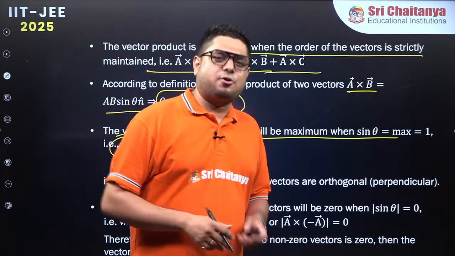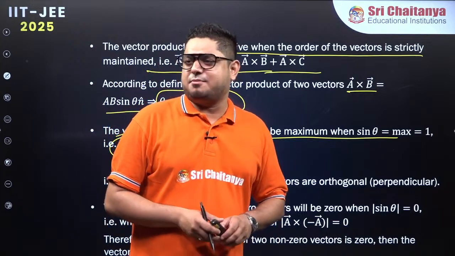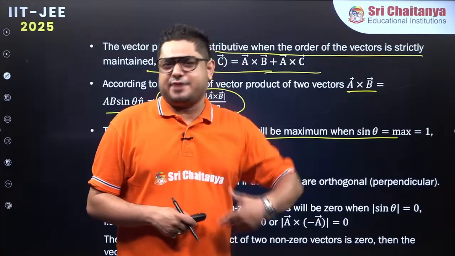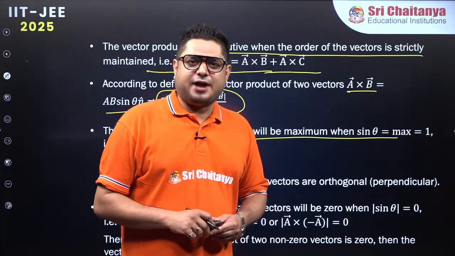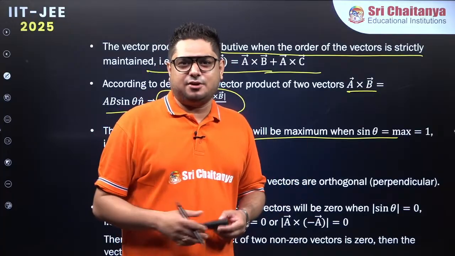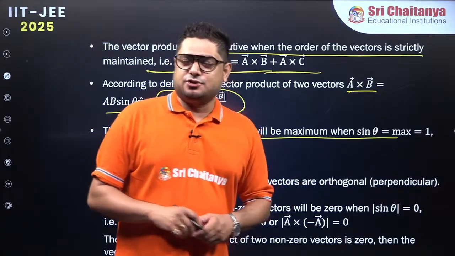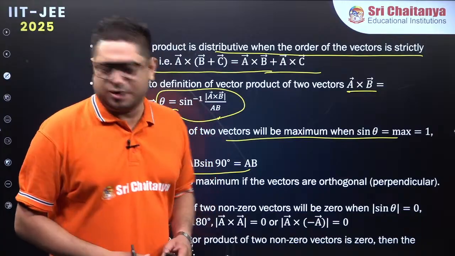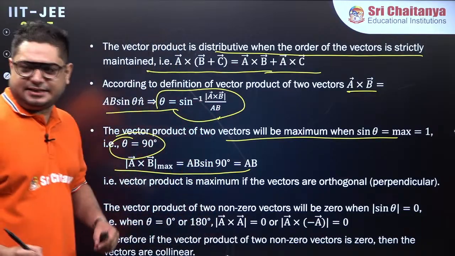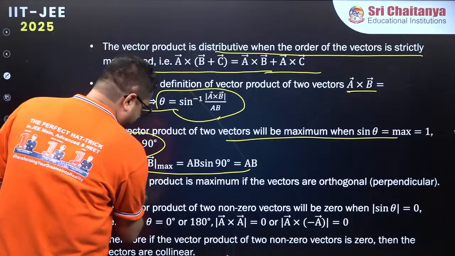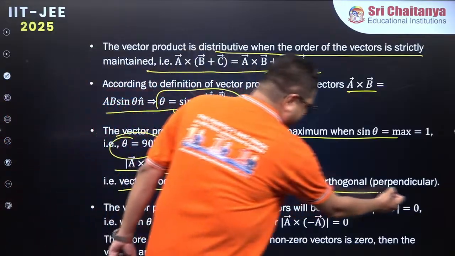The same thing we are going to apply to find the maximum value of torque, the maximum value of angular momentum, the maximum value of angular impulse, the maximum value of linear velocity, the maximum value of tangential acceleration. So this is what we are trying to say over here. Now you can see that the vector product is maximum if the vectors are orthogonal, which is perpendicular.